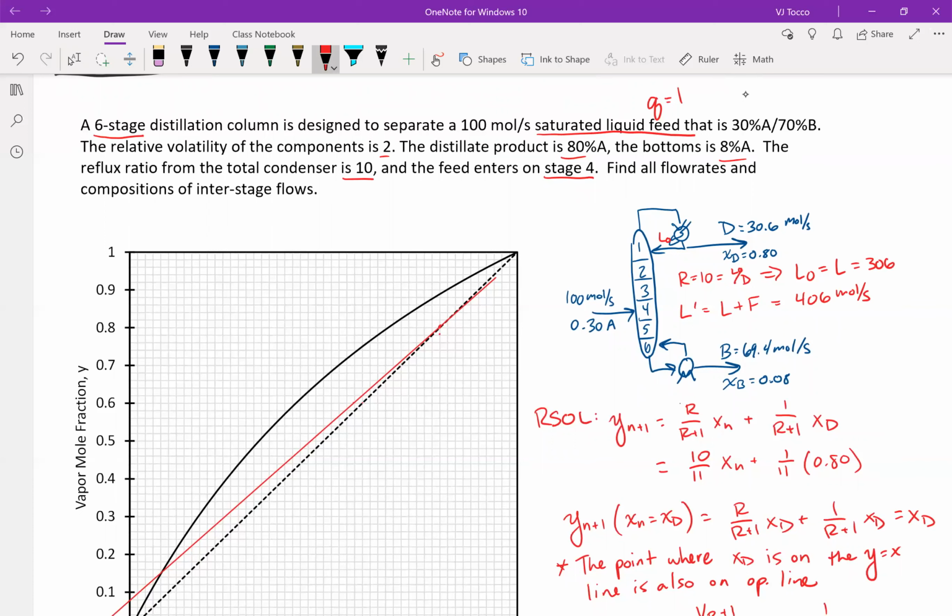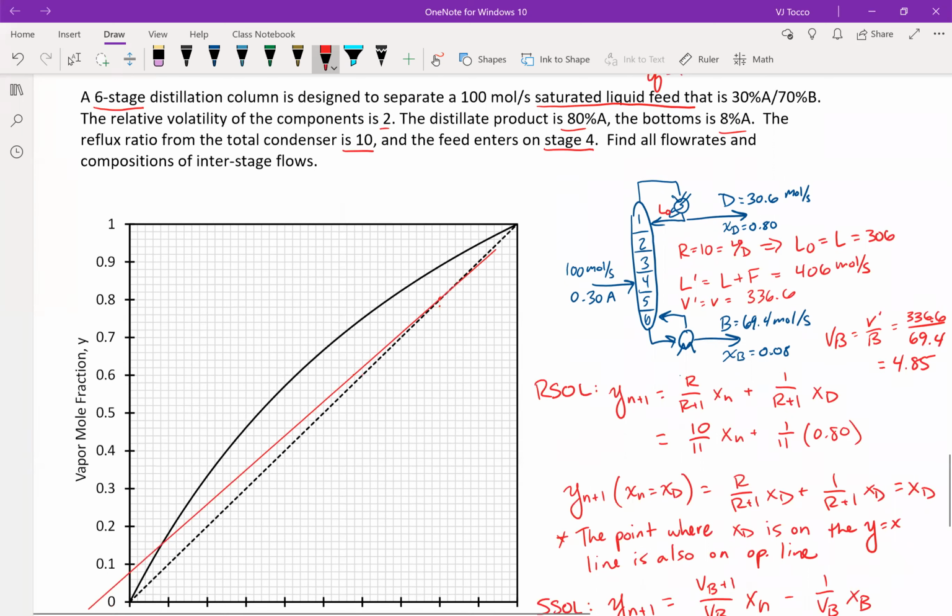Now, V prime is unaffected by the feed, so V prime is going to be equal to V in this case. And I think I'd calculated this in the video before, algebraically. It should be 306 plus 30.6. So it should be 336.6. And the boil-up ratio, VB, is equal to V prime over B, or 336.6 divided by 69.4. All right, and algebraically that works out to about 4.85 as my boil-up ratio.